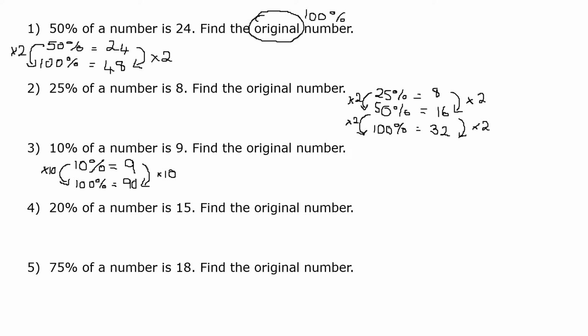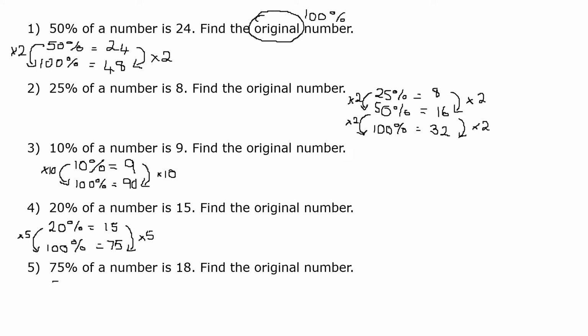Question 4, 20% of a number is 15. Find the original number. So let's put my 20% as equal to 15. I know that 5 times 20 will get me to 100%. So if I multiply my 15 by 5, that will give me 75. So my original number there is 75.